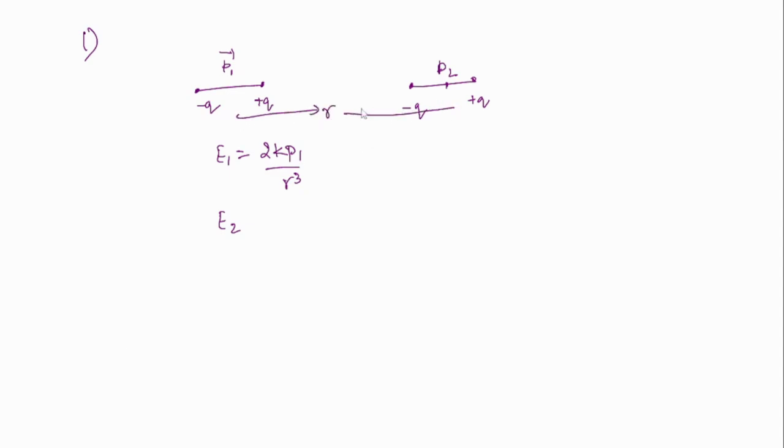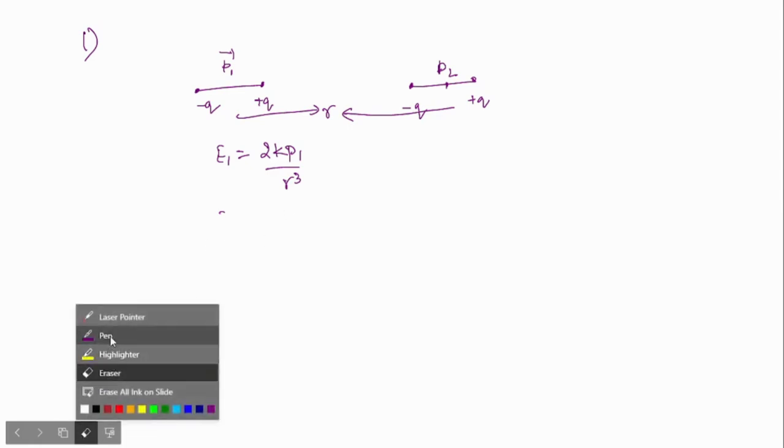Let's say this is a dipole with dipole moment p1, and there is another dipole, minus q and plus q, with dipole moment p2. So E1, on the axis, will be 2 k p1 by r cube. At a distance r, that is the electric field at this point due to this dipole, since they are lying on the axis. And E2 will be similar, but you need to replace p1 by p2. And this distance is r, where we need to find the electric field.